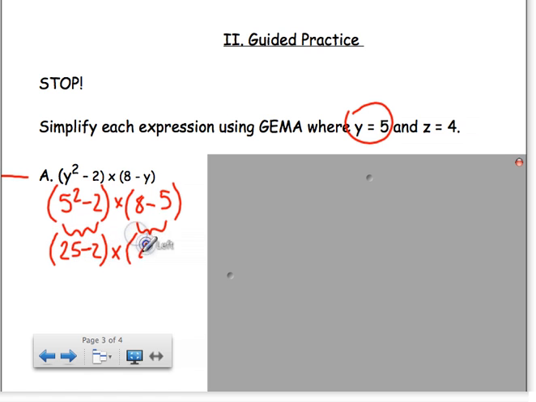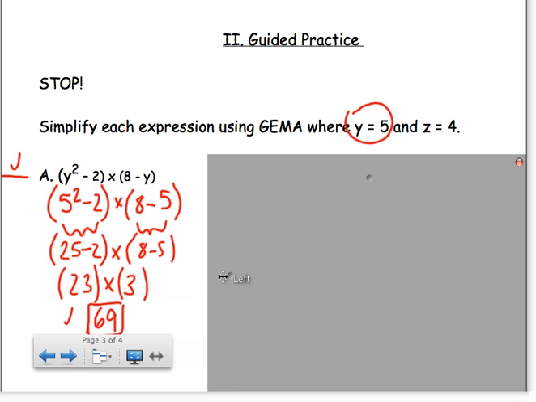times 8 minus 5. 25 minus 2 is 23 times 8 minus 5 is 3. I've done everything that's inside the grouping symbols. So next would be exponents. There's no exponents. Next would be multiplication. I have 23 times 3. 23 times 3 would be 69. And that should have been the answer you had for this first one. Give yourself a check if you got that. Go ahead and try another.